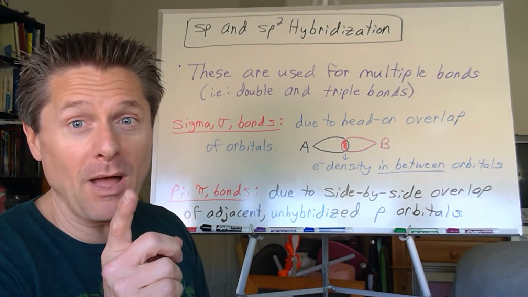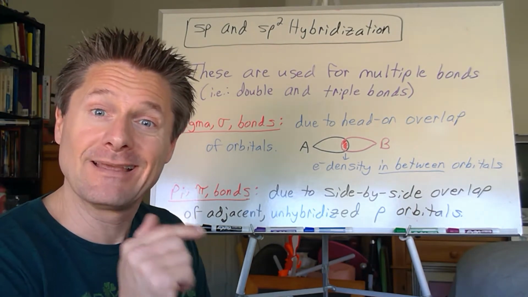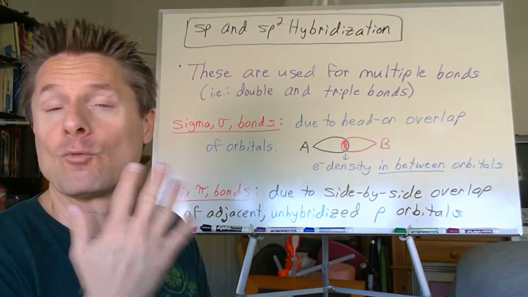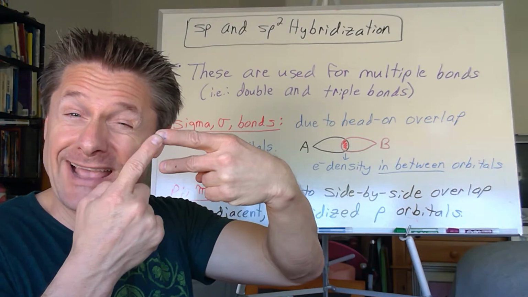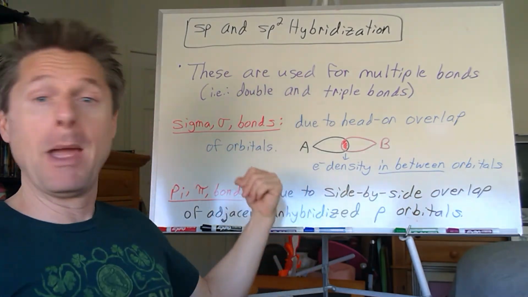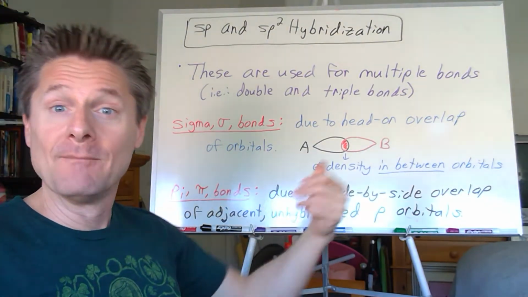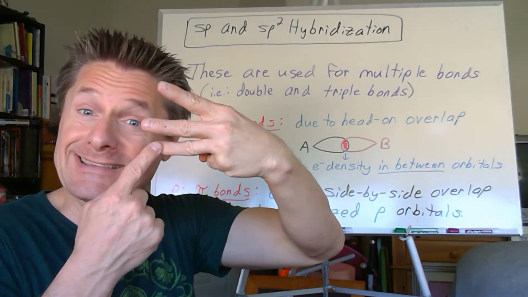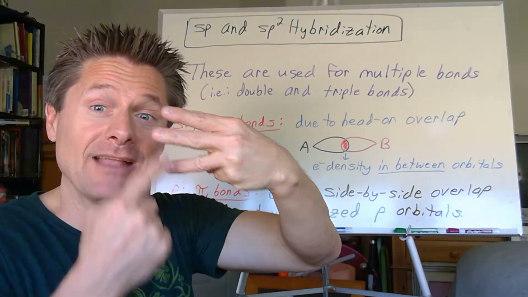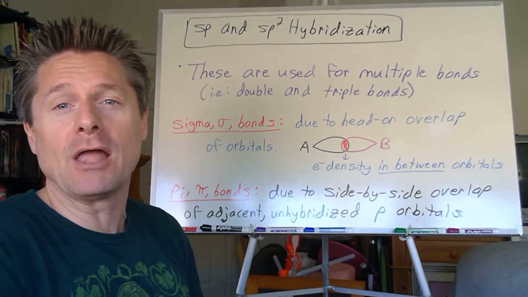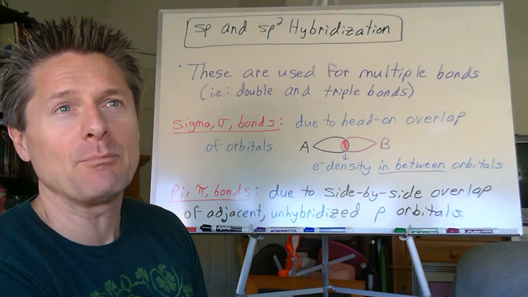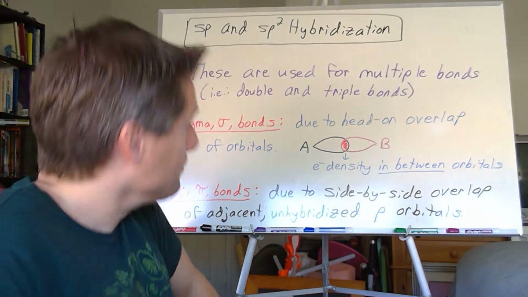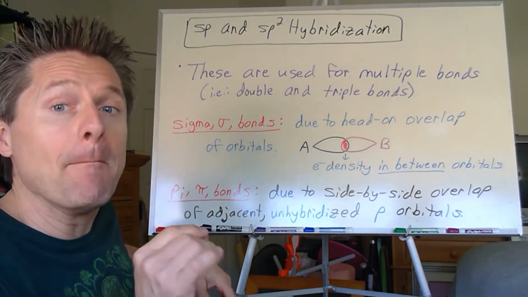But not all sigma bonds correspond to single bonds. We're going to find out when you have a double bond, the first line is a sigma bond. The second is a special kind of bond called a pi bond. And in a triple bond, the first line is a sigma bond, and the extra 2 lines are pi bonds. So we need to incorporate this pi bond concept for multiple bonds, but the first one's always a sigma bond.